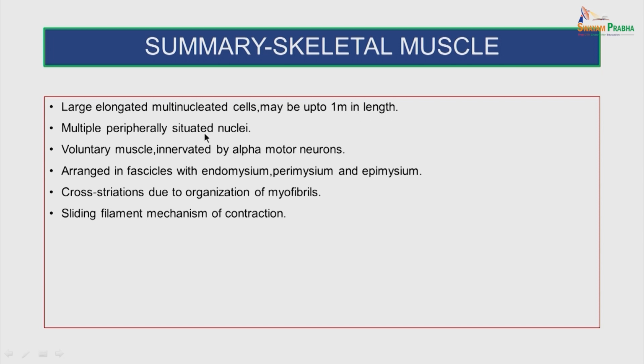Multiple peripherally situated nuclei are present. They are voluntary, innervated by the alpha motor neurons. They are arranged in fascicles with endomysium, perimysium and epimysium. Cross striations are present due to the organization of the myofibrils, and they have the sliding filament mechanism of contraction.